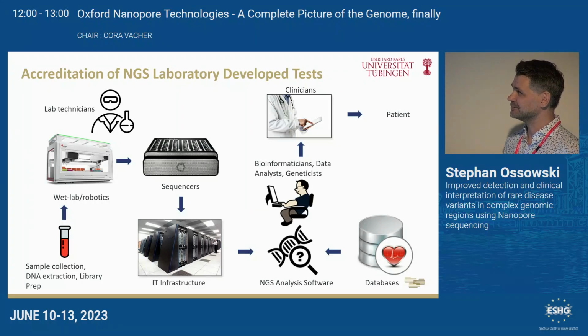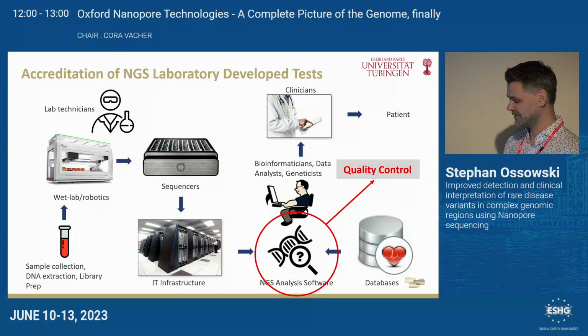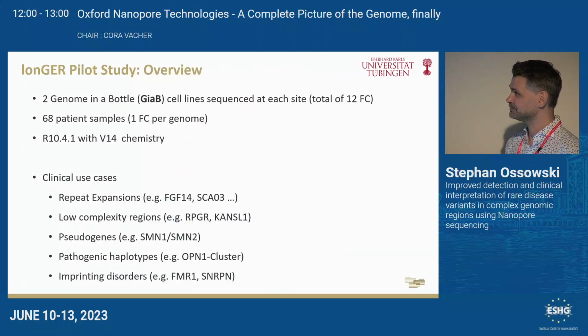So if you want to accredit the laboratory-developed test, you have to actually benchmark on many levels. As I said before, sample collection, here we need high molecular weight samples, all the wet lab preparation, then the IT infrastructure. For Nanopore, you need a lot of NVIDIA GPU servers because the base callers need that. And then you have all these NGS analysis software, which obviously is not yet broadly tested for clinical diagnostics. So that will be my main topic today, quality control for all the analysis.